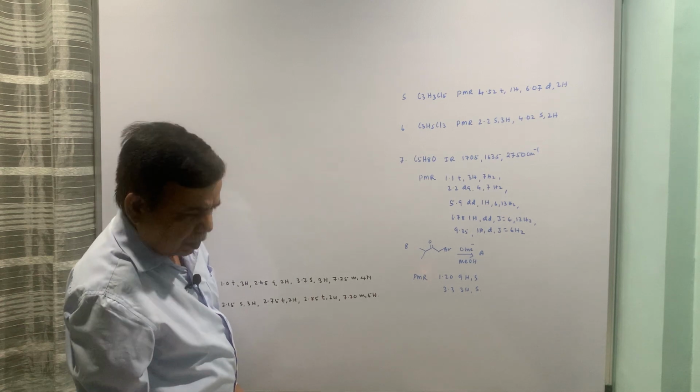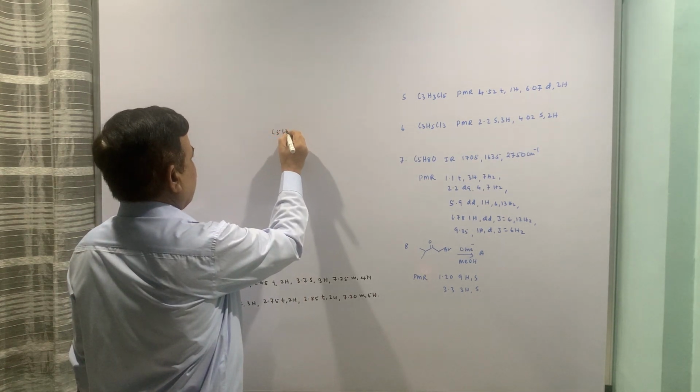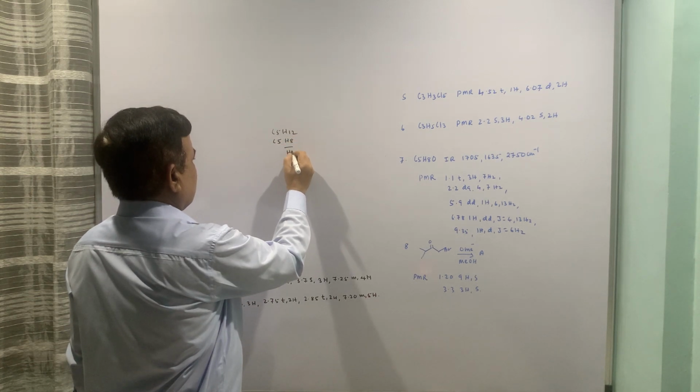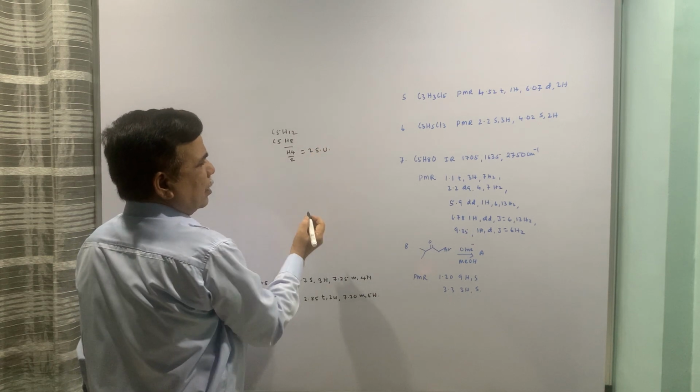C5H8O. Now, C5H12, C5H8. So, 4 hydrogens are missing. So, 2 sites of unsaturation.